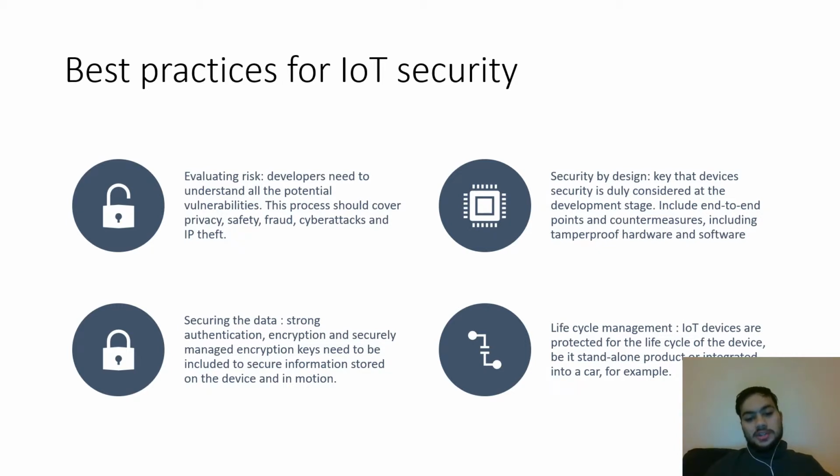Another one is securing the data, which is another best practice for Internet of Things security. We can put in strong authentication, encrypt our data and securely manage the encryption key so that a hacker cannot find our key and hack our encrypted data. To secure the information stored on the device, we have to securely manage the encryption key. Another is lifecycle management. IoT devices should be protected for the lifetime of the device. When it is installed in something such as a vehicle, this will be the lifetime.